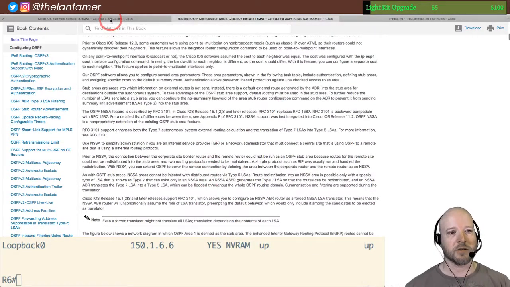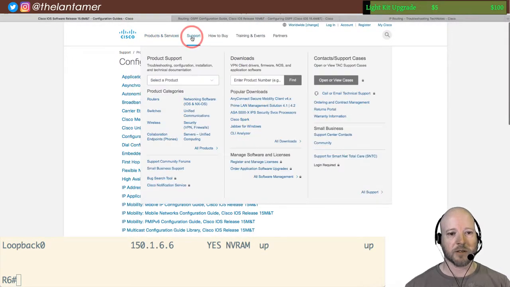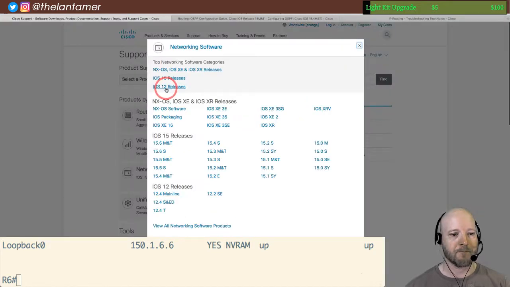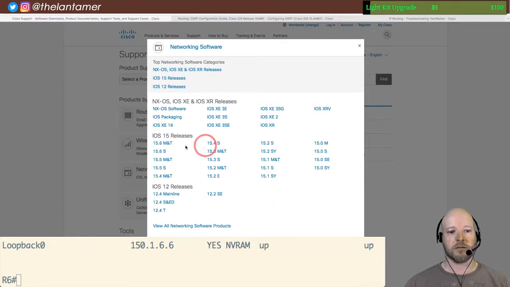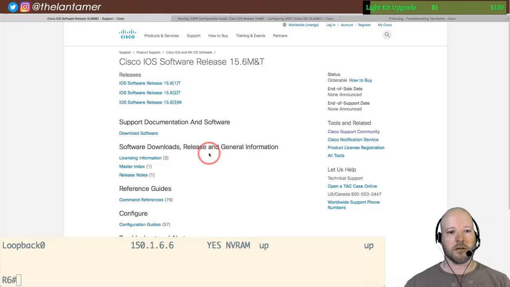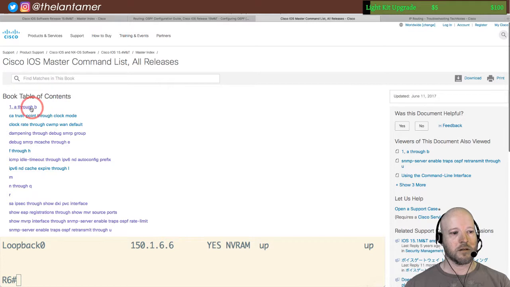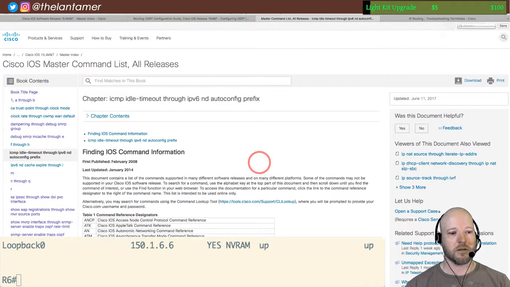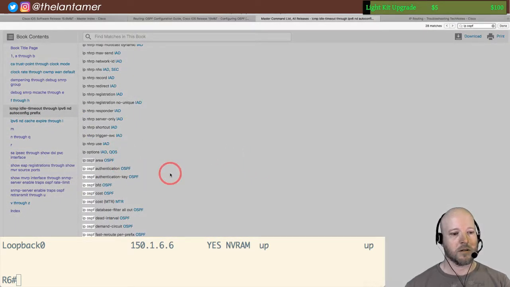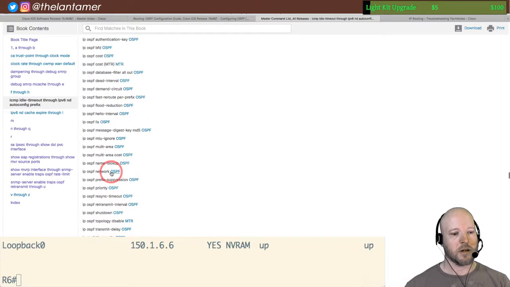All right, so let's go to the command reference. If all else fails, do the command reference. Master index. And that's going to be, I believe, IP OSPF. Yeah. IP OSPF network.